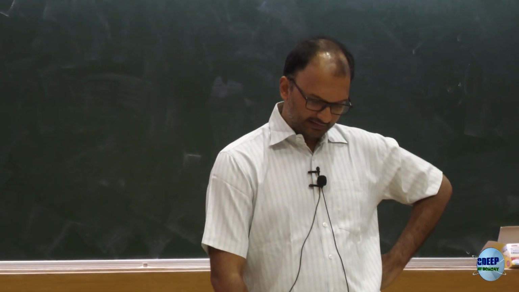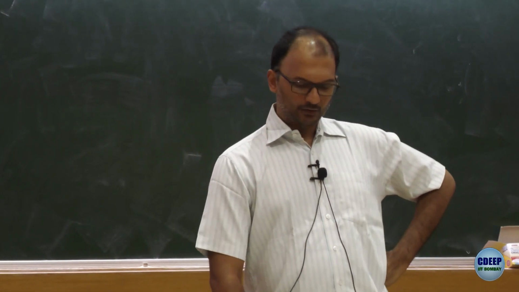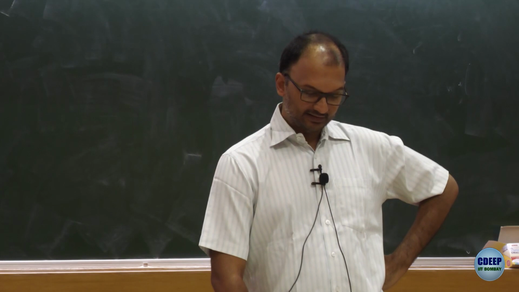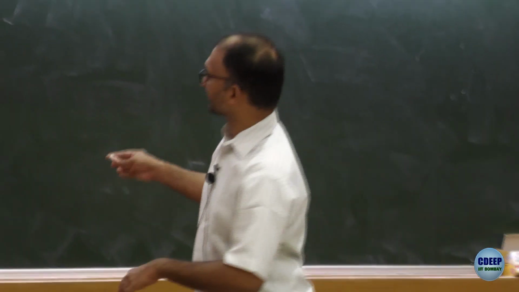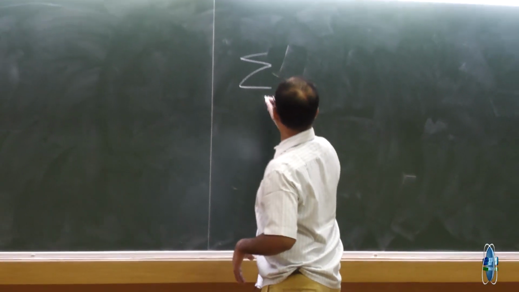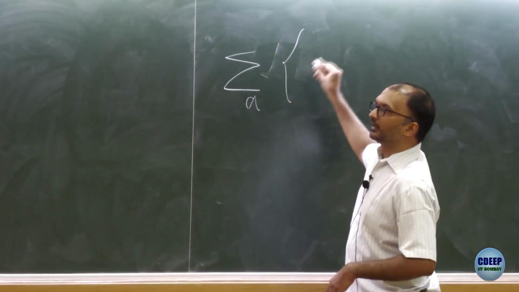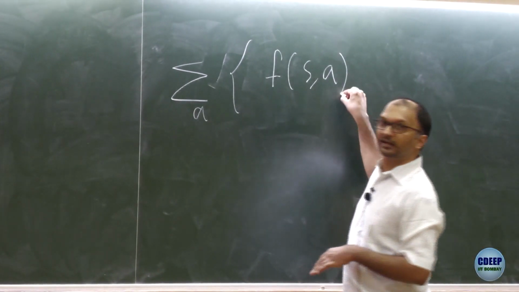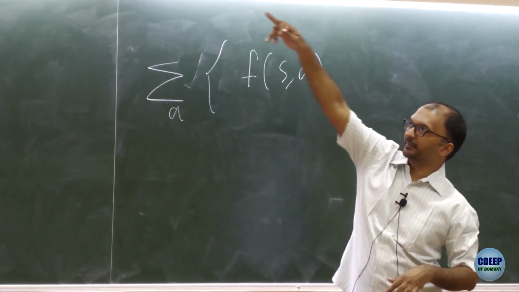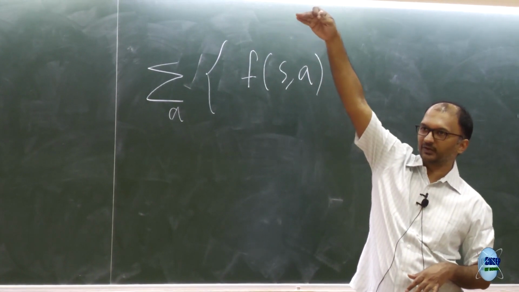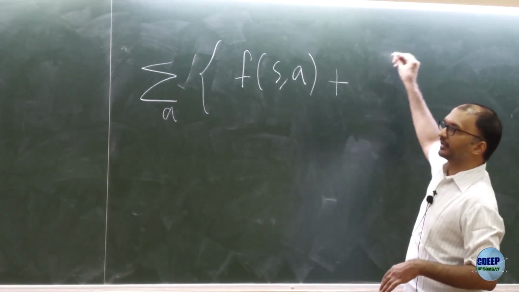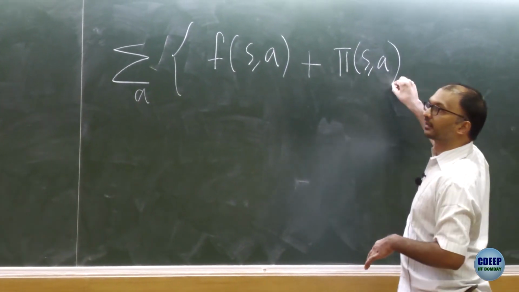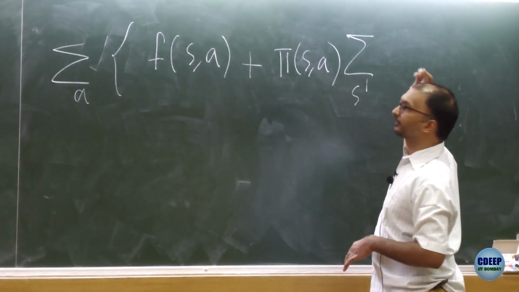So this step, what is the quantity we have? We have a sum over actions. Let's just call this, I'll just write this down here. I'm going to call that first thing just some f of s comma a. This s is the same s on the LHS, for which we are calculating the thing, plus the first time, what do we have? We have pi of s comma a, sum over s prime.